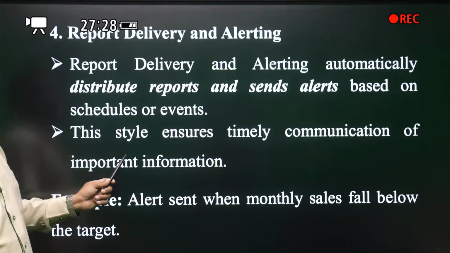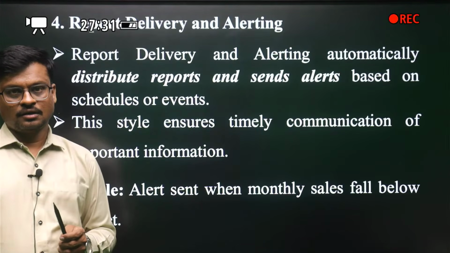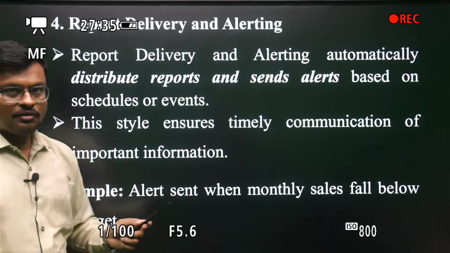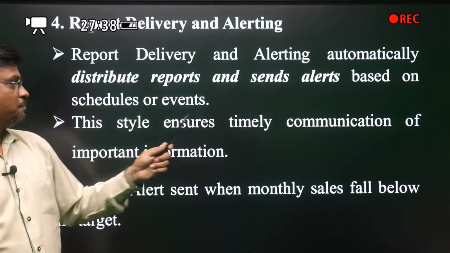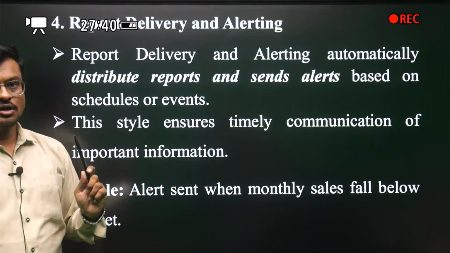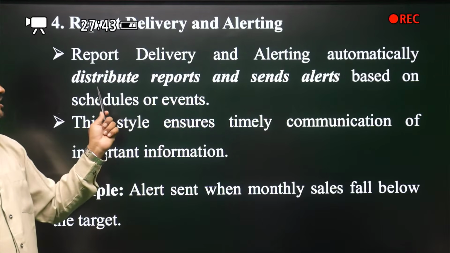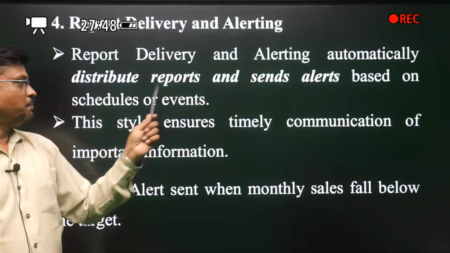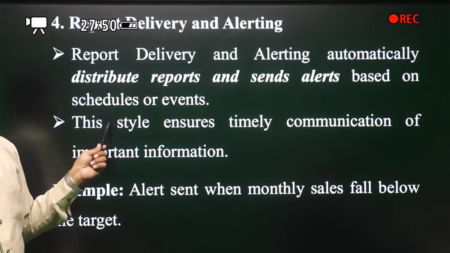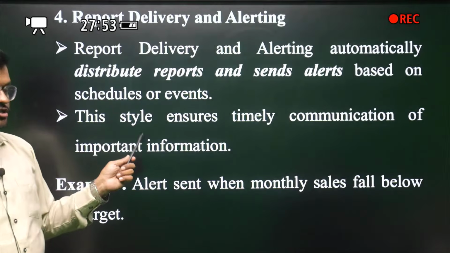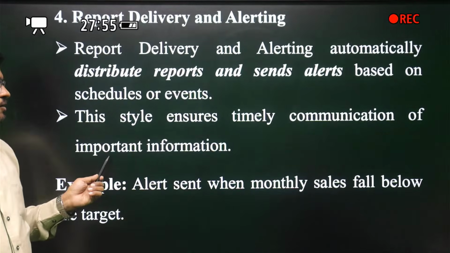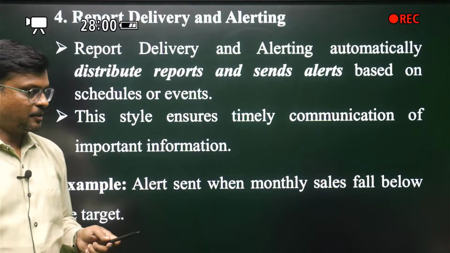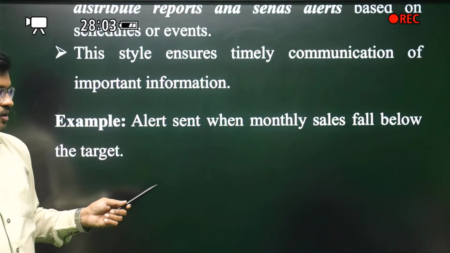Fourth one is report delivery and alerting. We will be not only delivering the reports to the users and to the large crowd, you will also be able to send the alerts based upon the schedules or events. With the help of this, you will be able to ensure the timely communication of important information. It can be sent across to the multiple people, multiple departments of your organization.